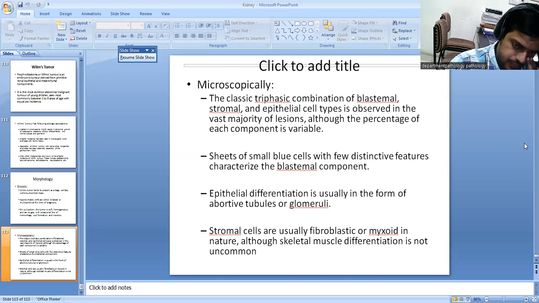Sheets of small blue cells, with few distinctive features, characterize the blastemal component. Epithelial differentiation is usually in the form of abortive tubules or glomeruli. Stromal cells are usually fibroblastic or myxoid in nature, although skeletal muscle differentiation is not uncommon.